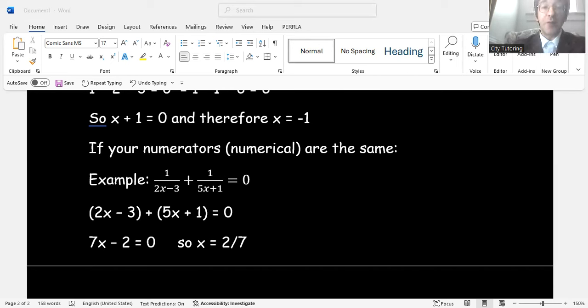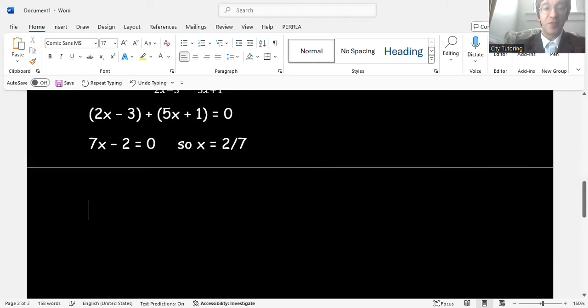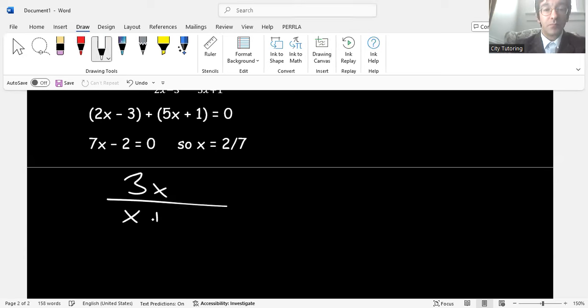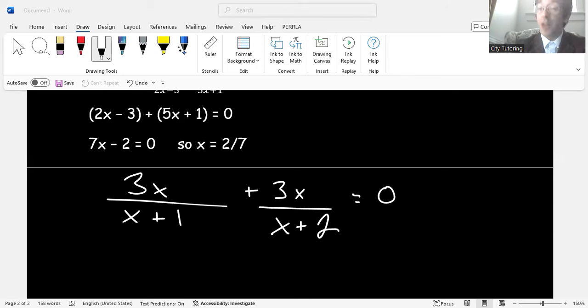Let's do another one. What if instead of a numerical numerator, you have variables in the numerator, but that are the same terms? So let's say you have 3x over x plus 1, and we're going to use the same term, 3x over x plus 2, equal to 0.